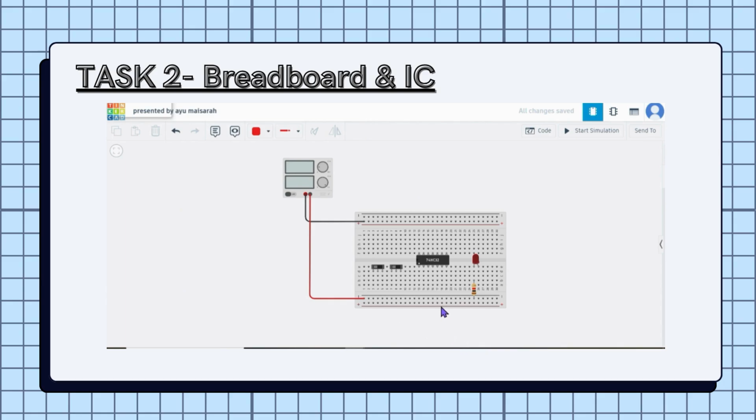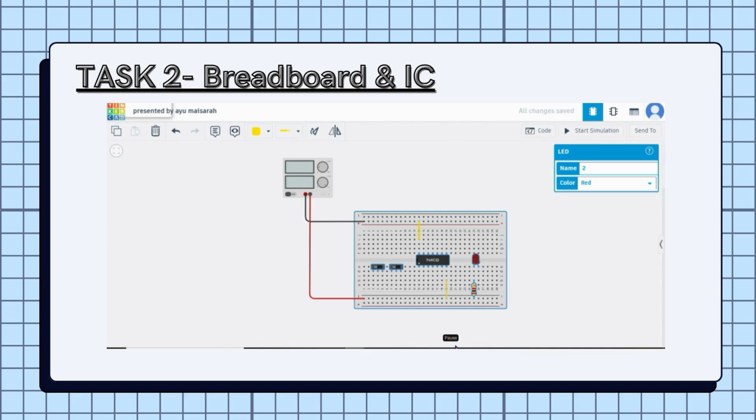Next, place the 74HC32 IC across the middle notch of the breadboard. This ensures that each pin is properly separated and connected correctly. Then connect pin 14 of the IC to the positive voltage. Connect pin 7 to the negative terminal or ground. This step supplies power to the AND gate IC.